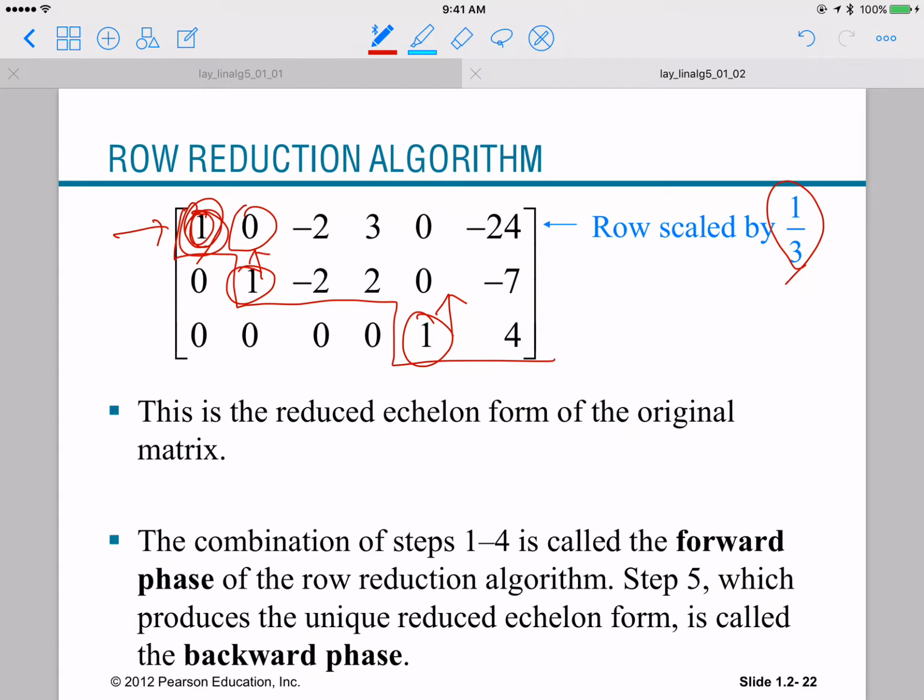Okay, so there is another term of a forward phase and a backward phase. The forward phase is a process of creating echelon form by just going down and to the right, and then we go back, to the left and up. That is called a backward phase.